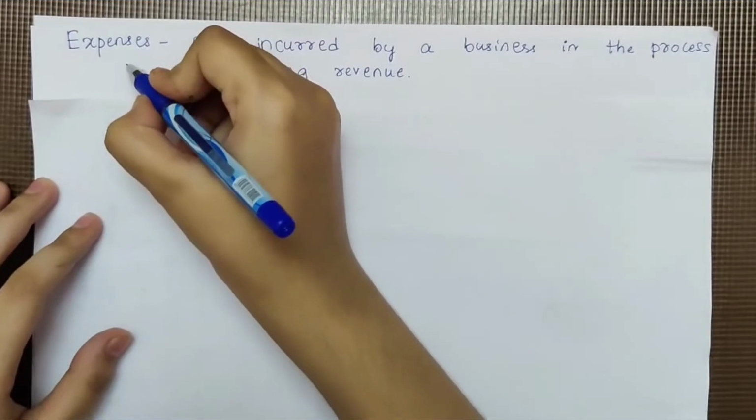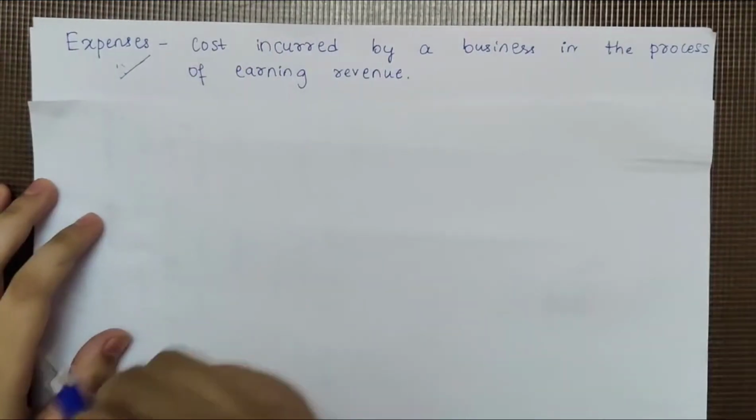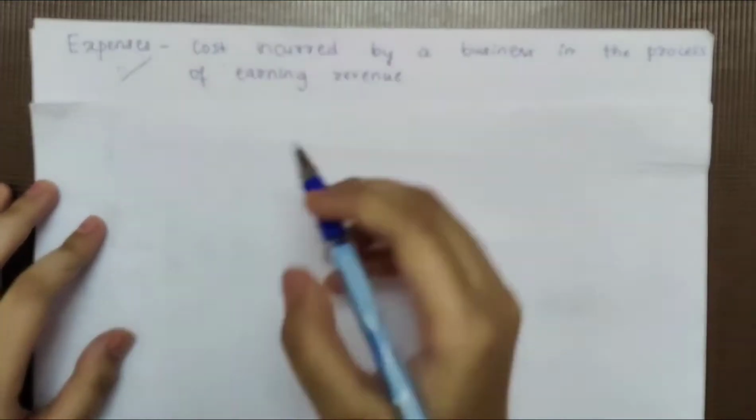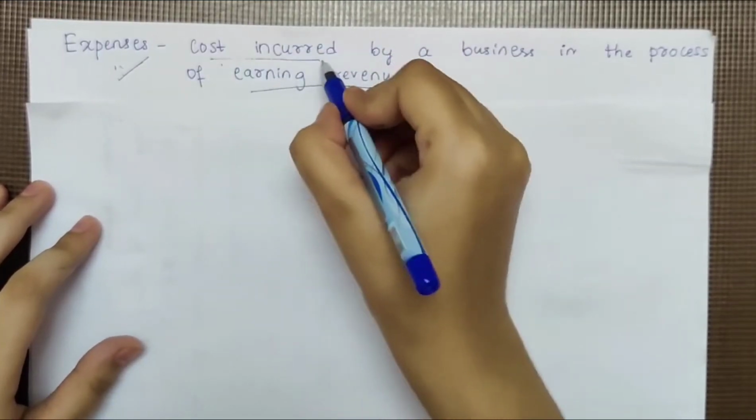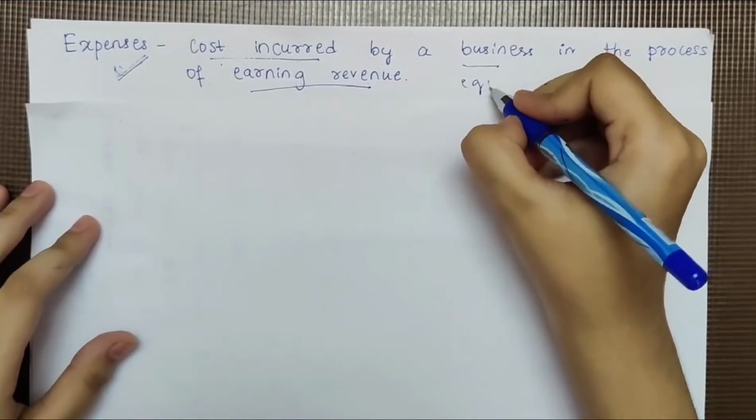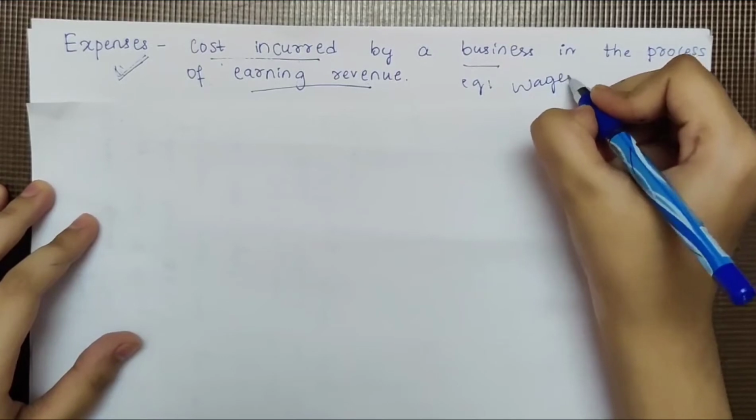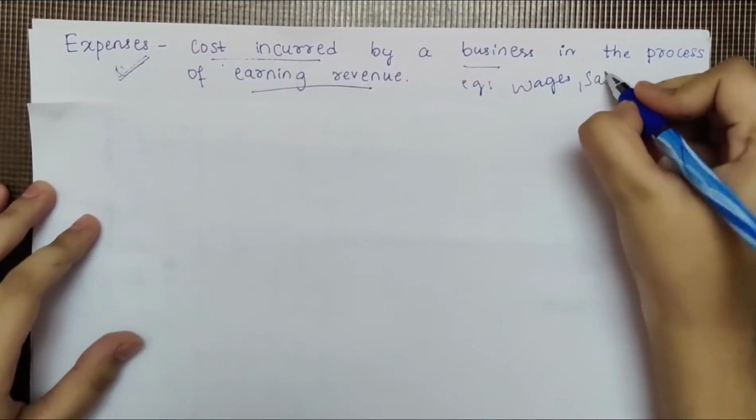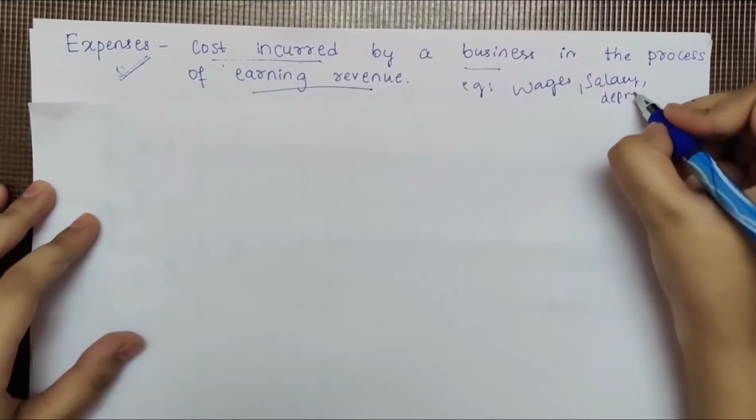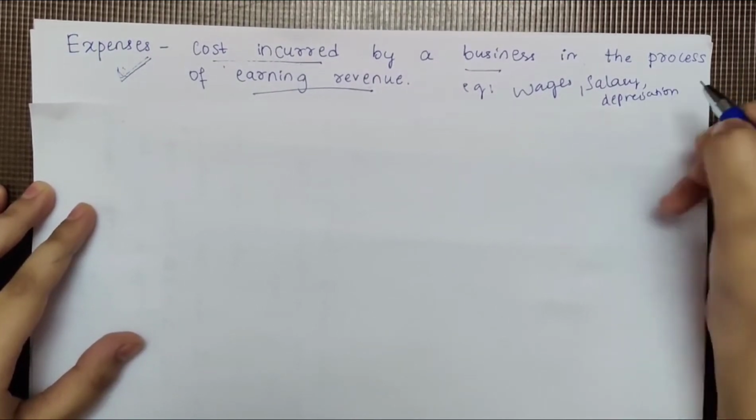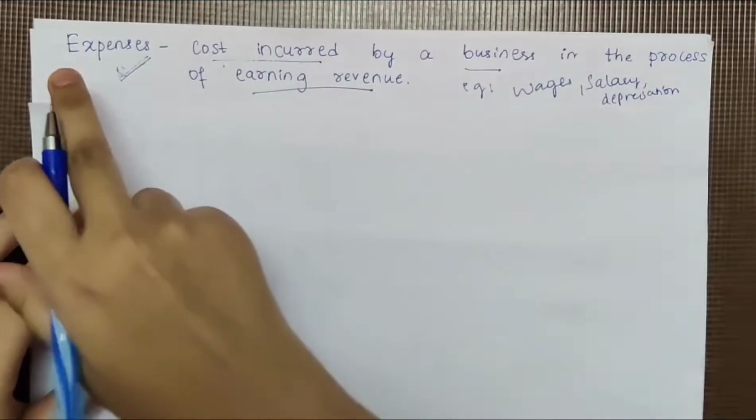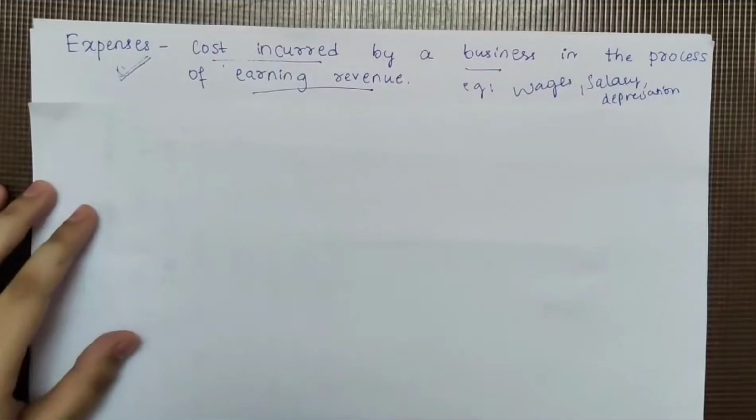So the next is expenses. So what are expenses? Cost incurred by a business in the process of earning revenue. While earning revenue, the costs incurred in the business are called expenses. For example, we have to pay wages to employees, salaries to employees. We have to bear depreciation. We have to bear the interest, cost of heat, light, telephone charges. Those are all expenses.